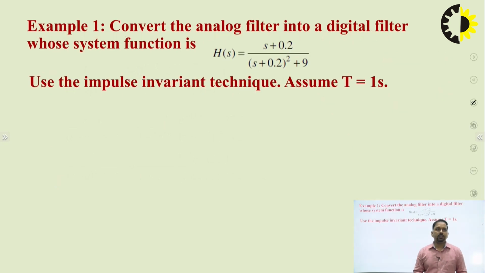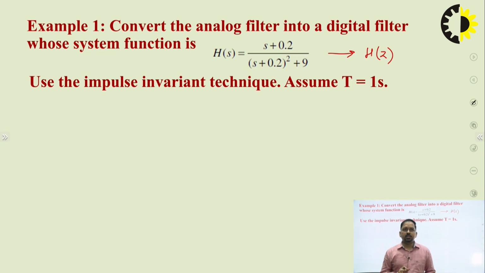Let's say we have the first question: convert this analog filter into the corresponding digital domain. This is the transfer function for a low pass filter; we will see later how we can check this. Basically we have to use the impulse invariance transformation technique, assuming T equal to 1 second, and calculate the corresponding system function. The general method is easy, and we can also directly use the property we have learned.